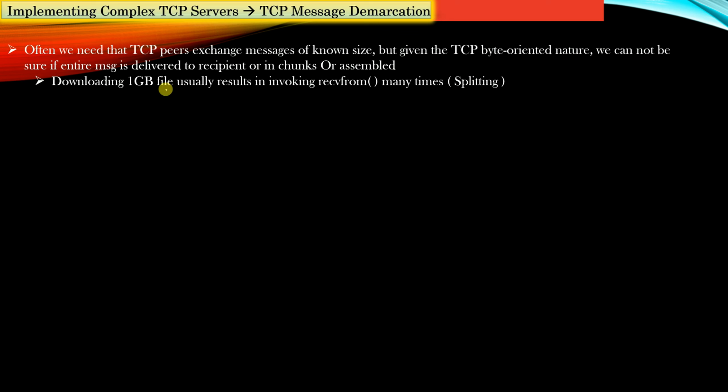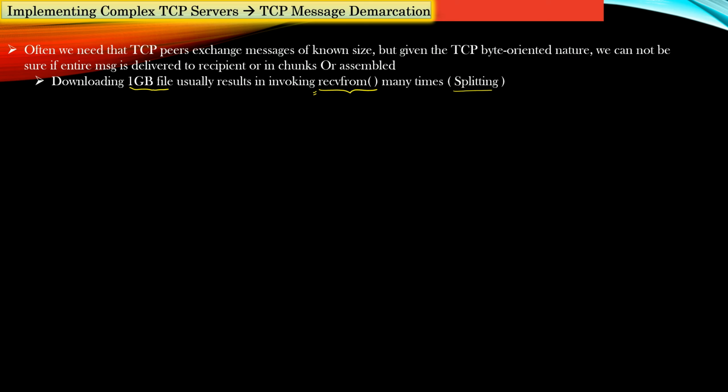Now if you try to download a 1 GB file over a TCP connection, when you write a TCP program to download a file, your program will have an invocation to the receive from call, or a family of functions which belong to the receive function. So obviously you are not going to receive the entire 1 GB file in just one shot. Your receive from will be invoked many times until the entire 1 GB file is downloaded from the server. So in this case, the entire file is downloaded in small chunks.